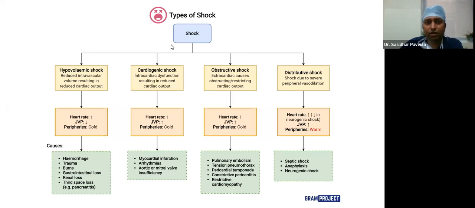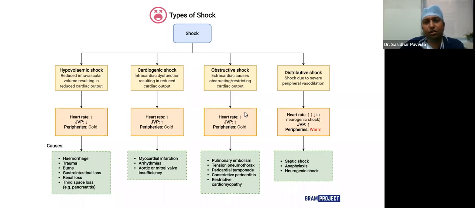The second one is cardiogenic shock. As I already told you, the blood pressure of any patient depends upon cardiac output and systemic vascular resistance. So when any person has a myocardial infarction, LV dysfunction, or heart failure, the patient can go into hypotension, and it is called cardiogenic shock.